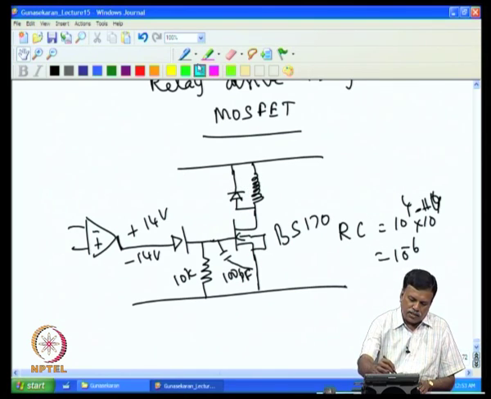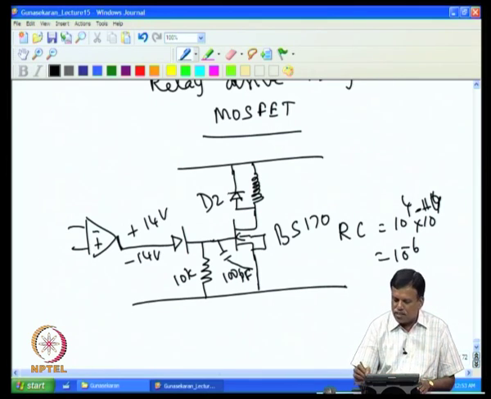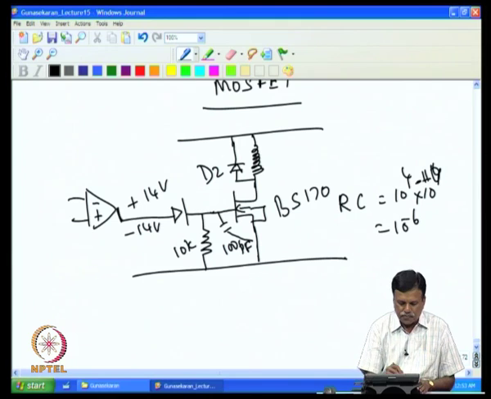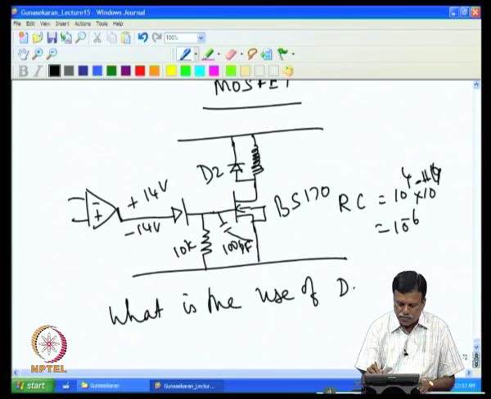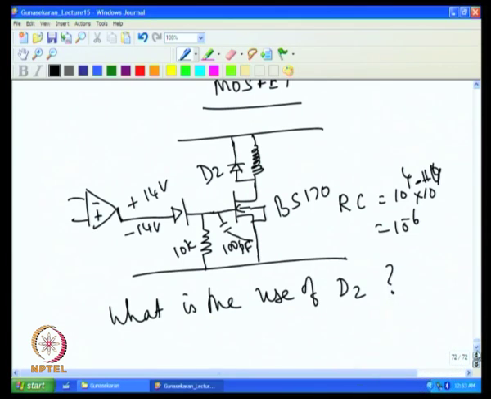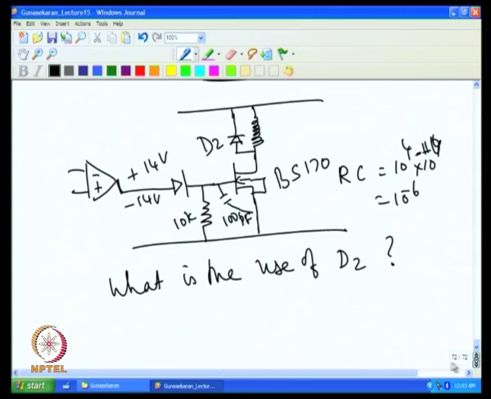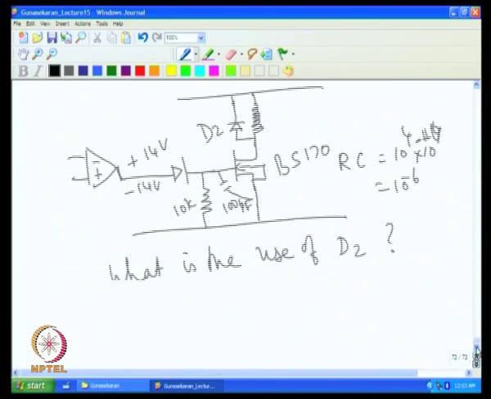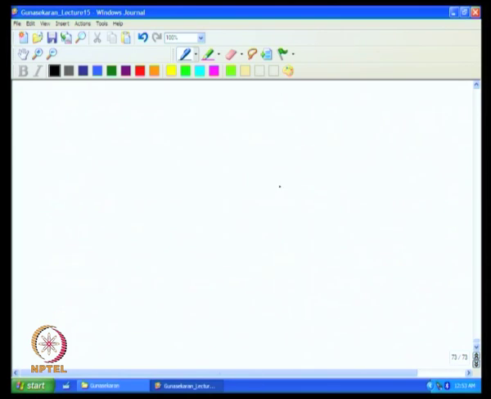So, what is the function of this diode, say D2? What is the use of D2? Actually, if you do not use D2, we already explained that this MOSFET or the transistor which is used in the previous example actually goes bad. So, we will explain the mechanism behind what is happening here.